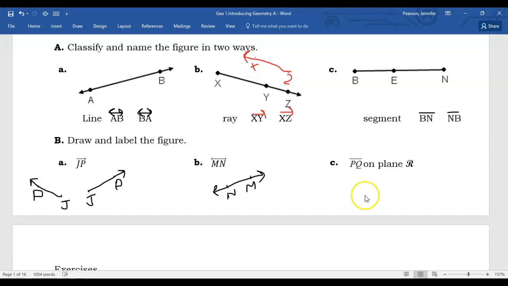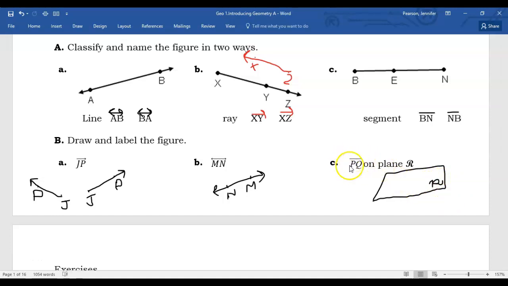And figure C says PQ with a little line on plane R. So this means I need to draw plane R. That's going to be any flat surface. Bam, bam, bam. There's my flat surface. And I'm going to throw on my cursive letter R to show that the plane's name is R.